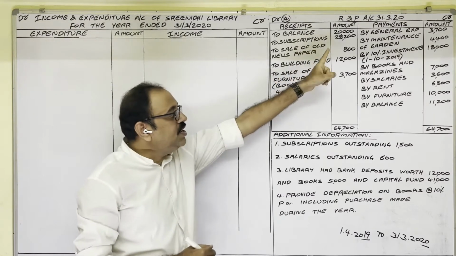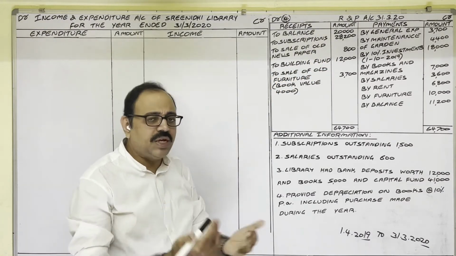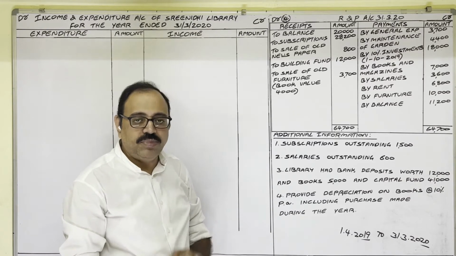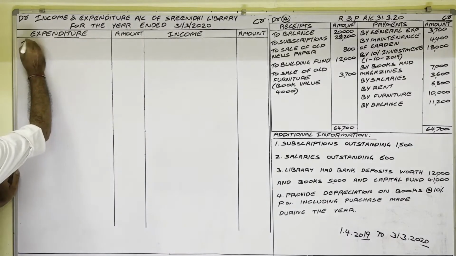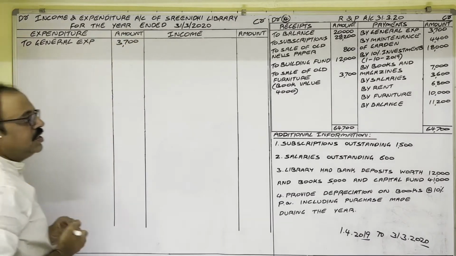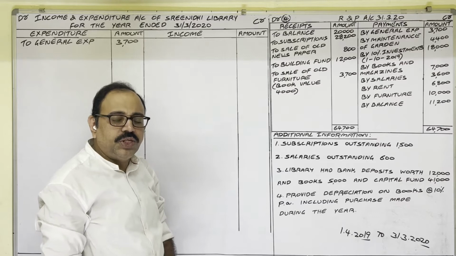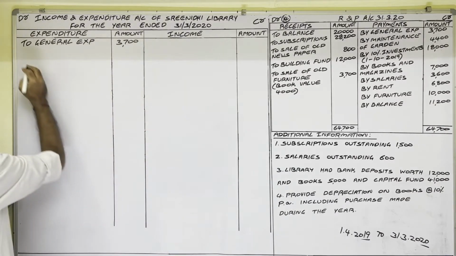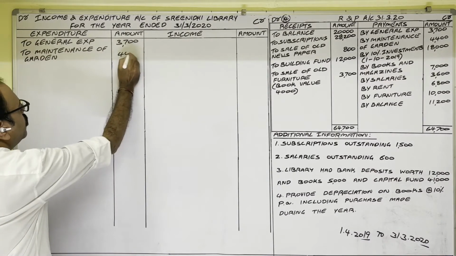First one, general expenses 3,700. So the firm regularly incurs this expenditure, which means it is a revenue expenditure. Debit side we should show: To general expenses 3,700. Next, maintenance of garden 4,400. This is also a regular expenditure, revenue expenditure, debit side. To maintenance of garden 4,400.